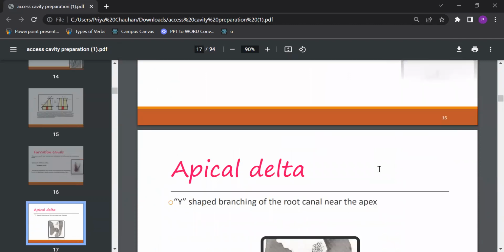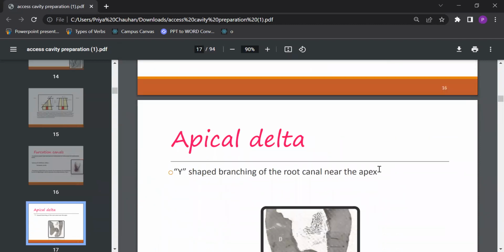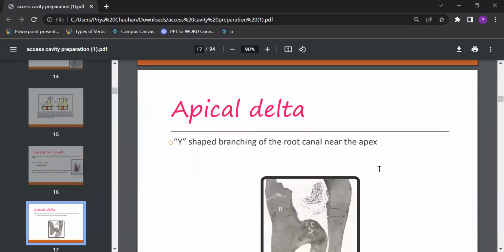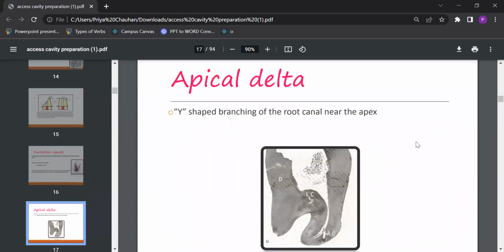Then apical delta. What is apical delta? Y-shaped branching of the root canal near the apex. नाम समझ में आ रहा है, apical के पास में, apex के पास में जो Y-shaped दिख रहा है, this Y-shaped branching of the root canal near the apex.